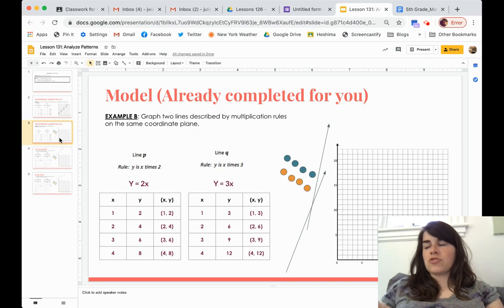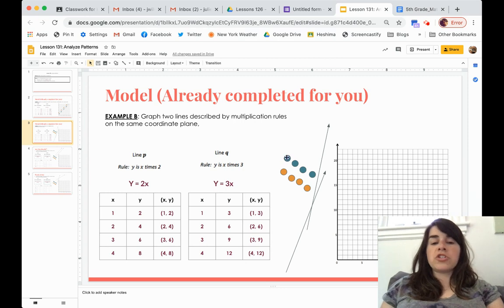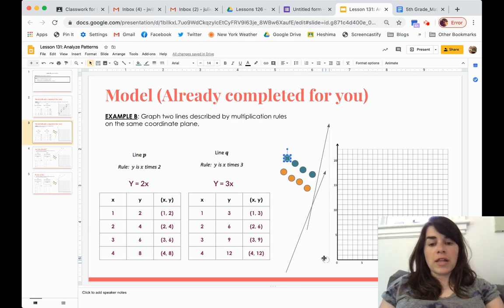This has two lines described with multiplication rules that we're going to graph on the coordinate plane. So multiplication is going to look a lot different than addition because multiplication is going to increase a lot more than addition does, or a lot more quickly. So let's start with the first rule, which is y equals 2x.